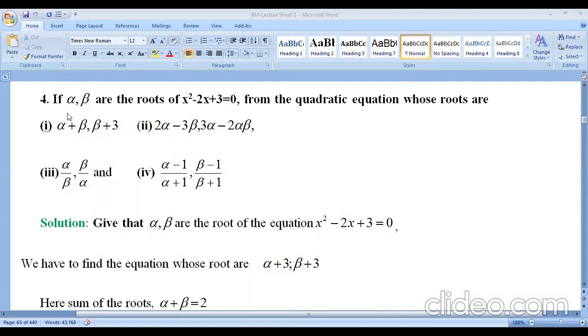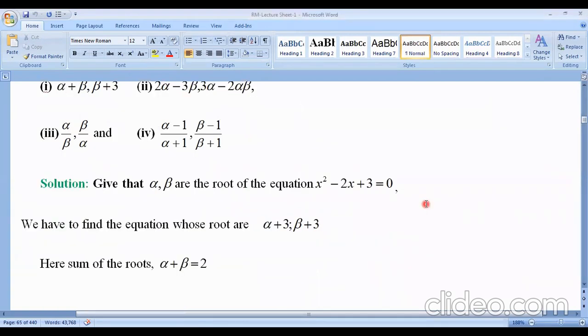For example, how to form an equation. Suppose alpha and beta are the roots of the equation x square minus 2x plus 3 equals 0. Form the quadratic equation whose roots are these. There are 4 parts. We have to find this out first of all. So the given equation is x square minus 2x plus 3. Given that alpha and beta are the roots of the equation x square minus 2x plus 3 equals 0. Understand?